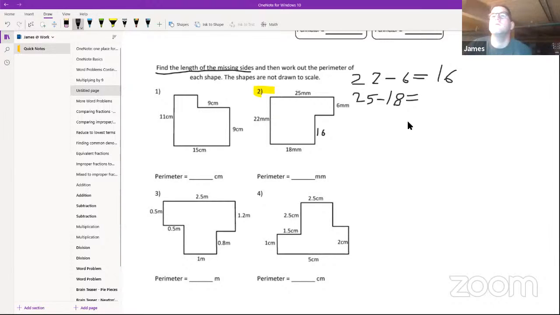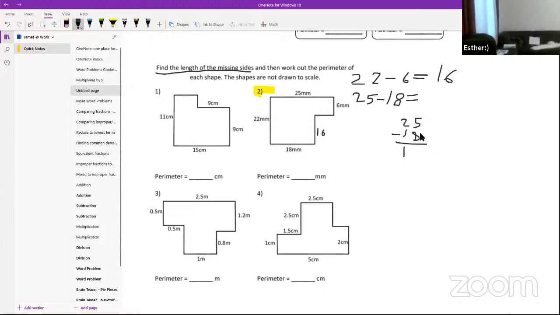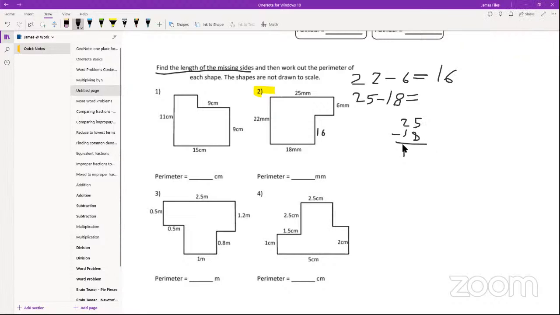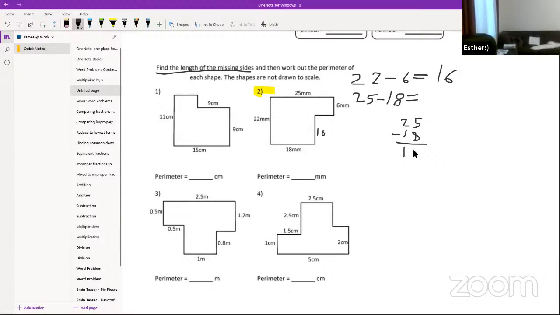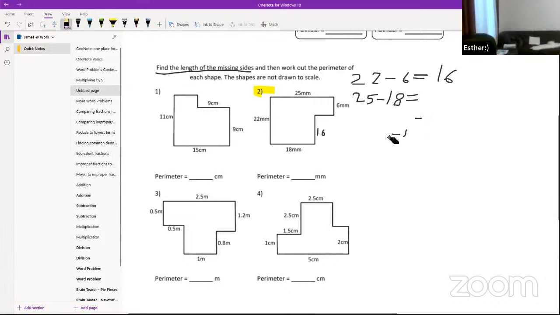Not quite. 25 minus 18. I'm trying to do it on the bottom because that helps a little bit. Okay, so we take away the 1. 15, 14, 13, 12, 11, 10, 9, 8, 7. 7. Right. That one is 7.